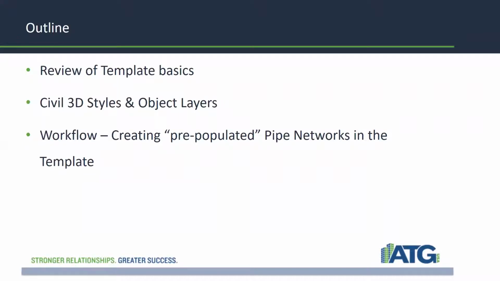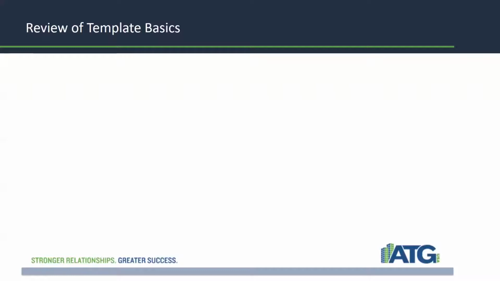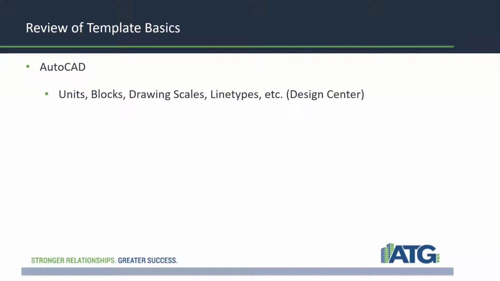So as my outline suggests, we're going to first go back and cover our bases on how templates work inside the Civil 3D world with a special focus on Civil 3D styles and object layers. And then after that, we'll get into the software and we'll take you through that workflow. So, template basics. Remember, Civil 3D is not just Civil 3D. It's built on top of AutoCAD. So we've got all kinds of things that AutoCAD is going to be controlling. These are our units, our blocks, drawing scales, line types, a lot of things that can be found inside the Design Center, as well as layers, which are also found inside Design Center.